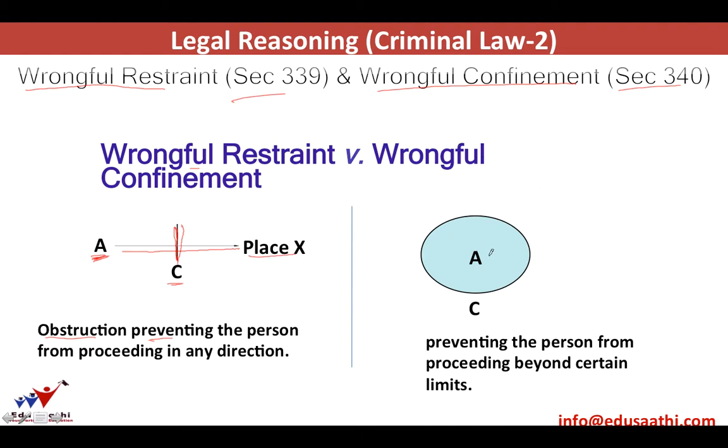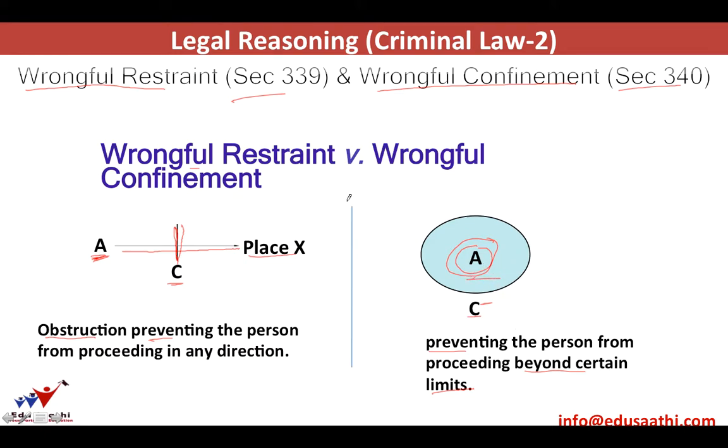So what does wrongful confinement mean? This is A and C prevents that person from leaving a particular building or particular limits. So it's a prevention of a person from proceeding beyond certain limits, right? So this is the offense of wrongful confinement, where a person is confined within certain limits. So C is guilty of the offense of wrongful confinement of A, right?